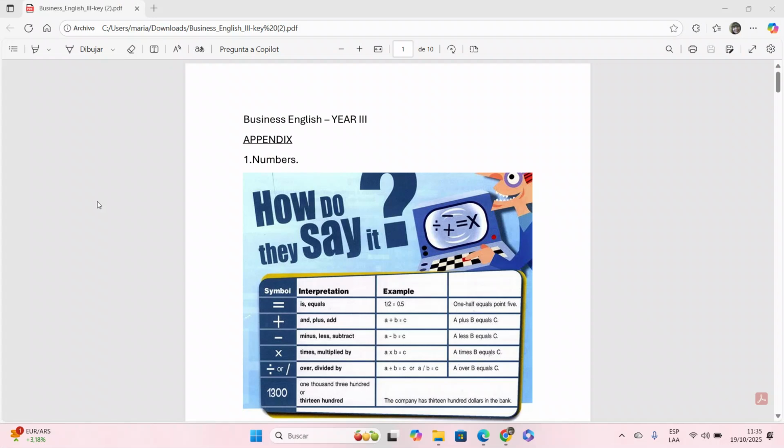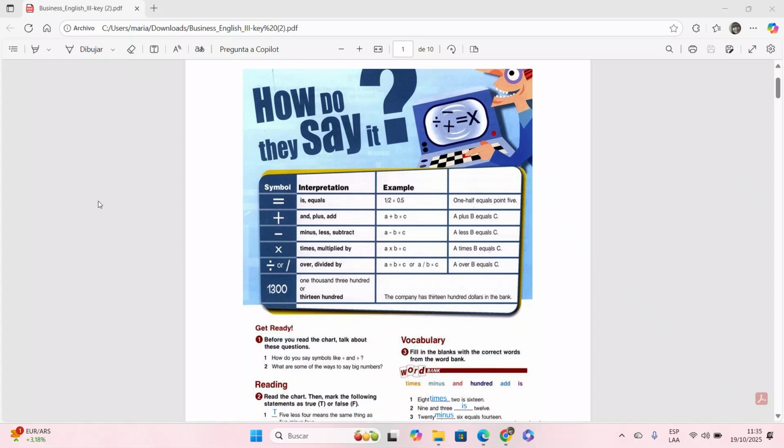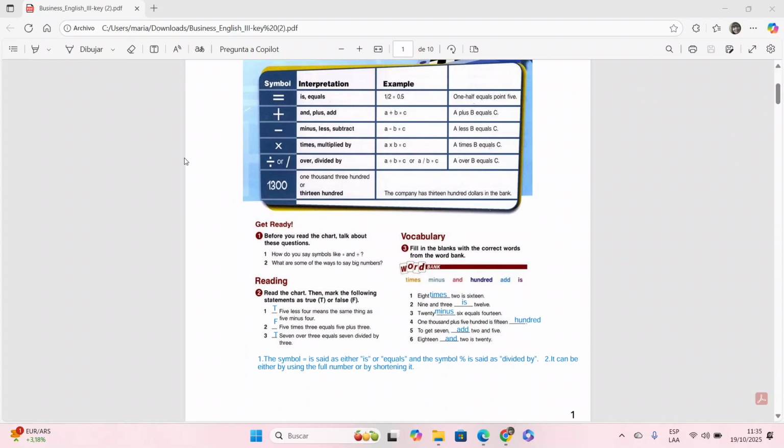Business English Year 3. Unit 1: Numbers.